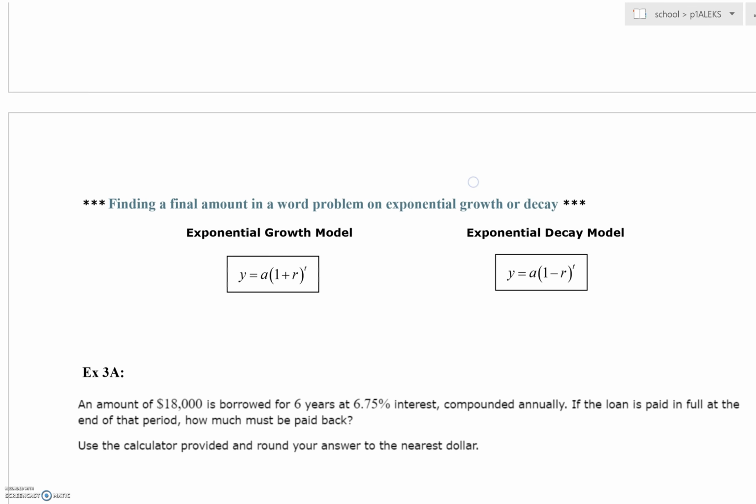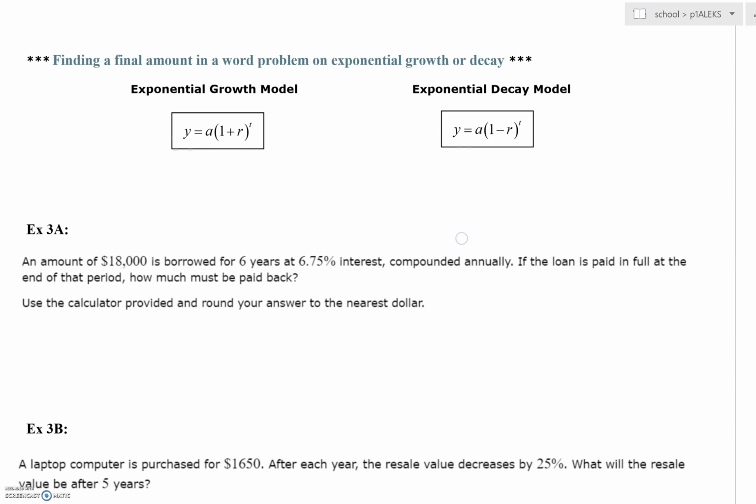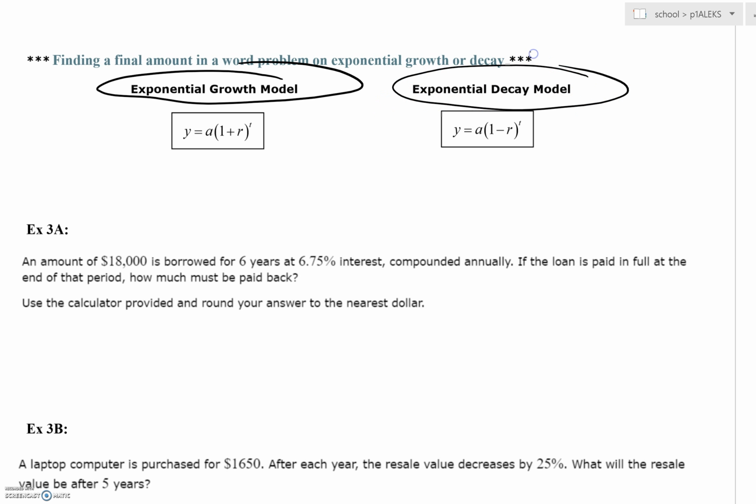Let's go to the back page. You're going to see that very frequently. What you'll see in real life situations is you'll have exponential growth or you'll have exponential decay. R is a decimal. What you're going to have to watch out for is often it is given as a percent, and you're going to have to actually fix that and change that into a decimal. We're going to divide by 100. A is the starting value.